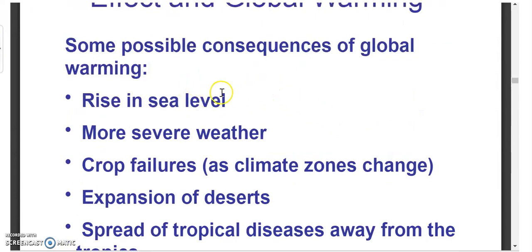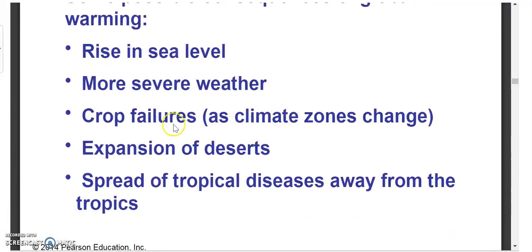So we're seeing the melting of the polar caps, of course, which is causing the sea levels to rise. We're seeing more severe weather, and that's just going to get worse and worse. There's going to be large-scale crop failures, and then, of course, the deserts will get larger and larger. So this is something we really need to do something about.